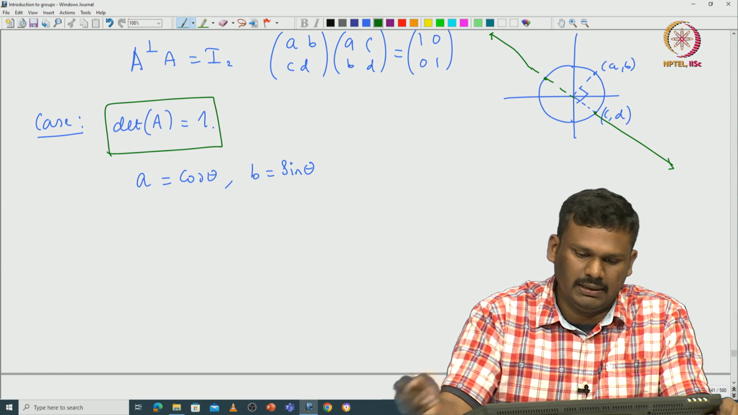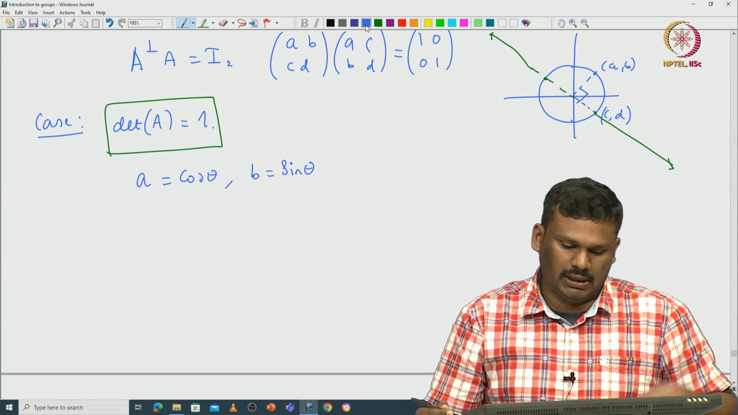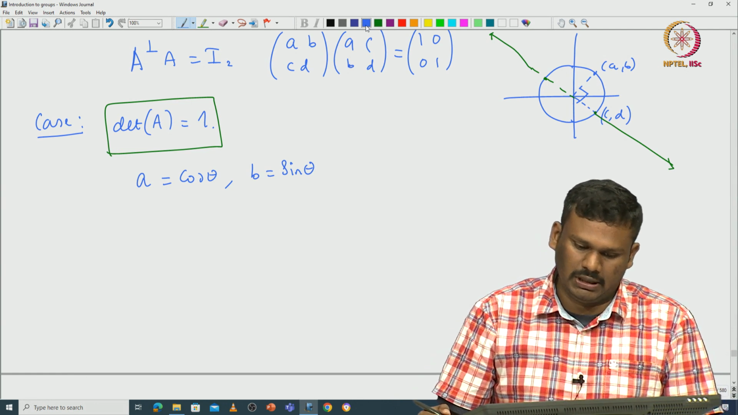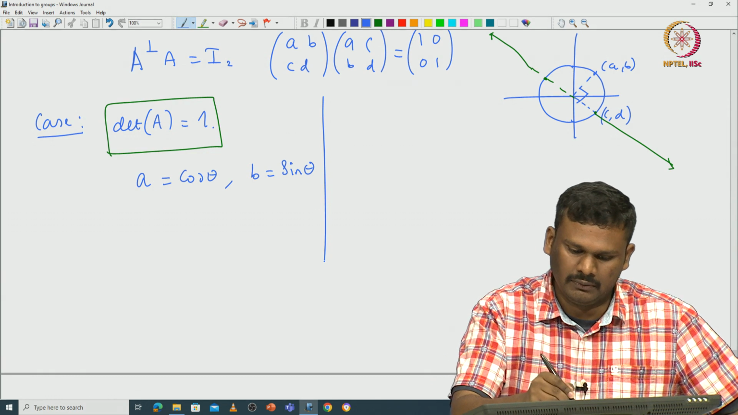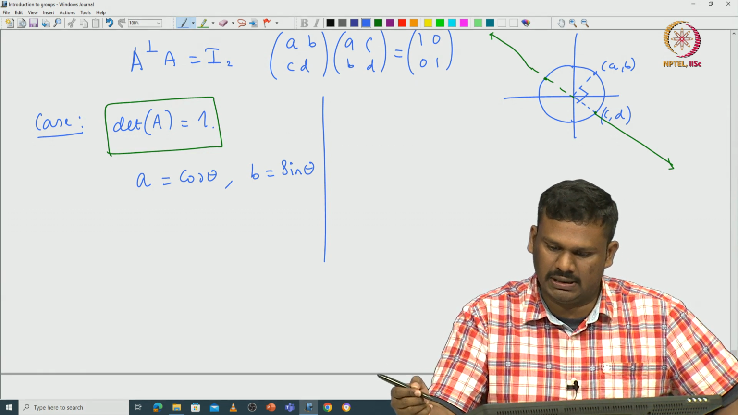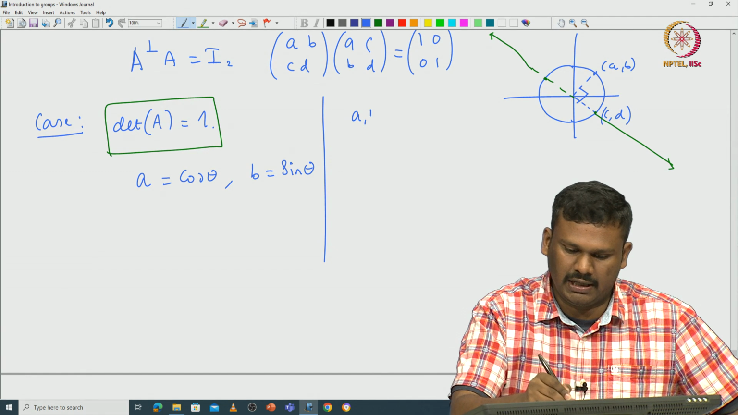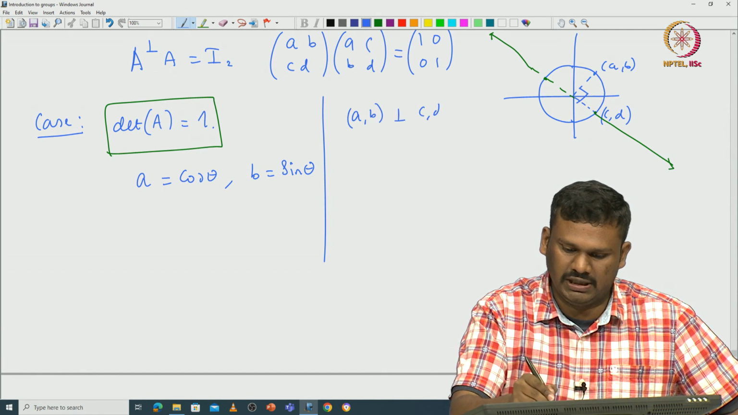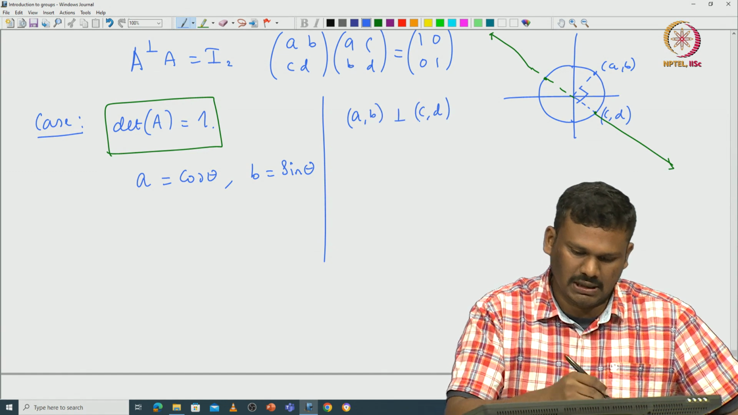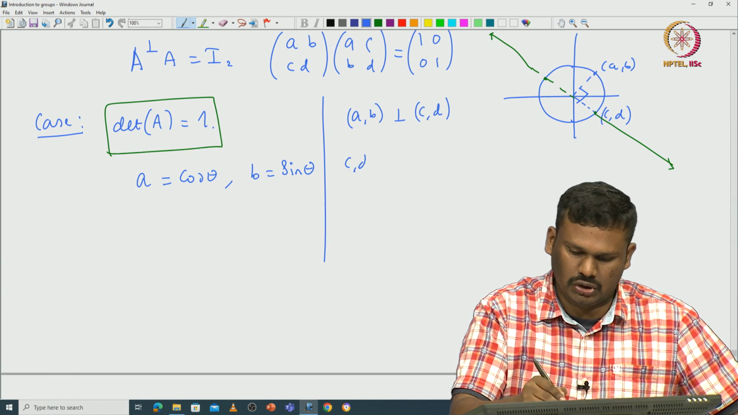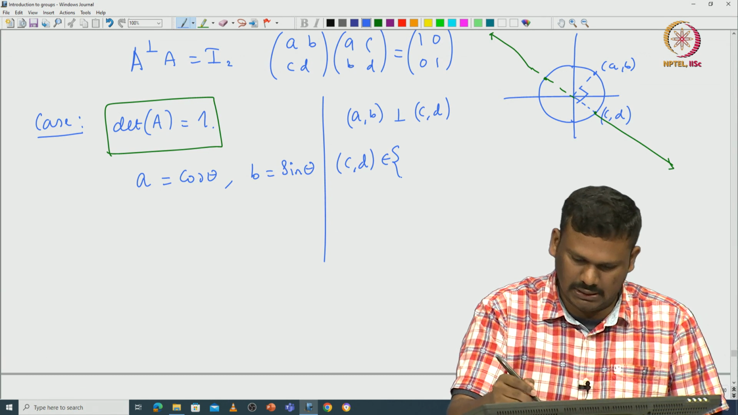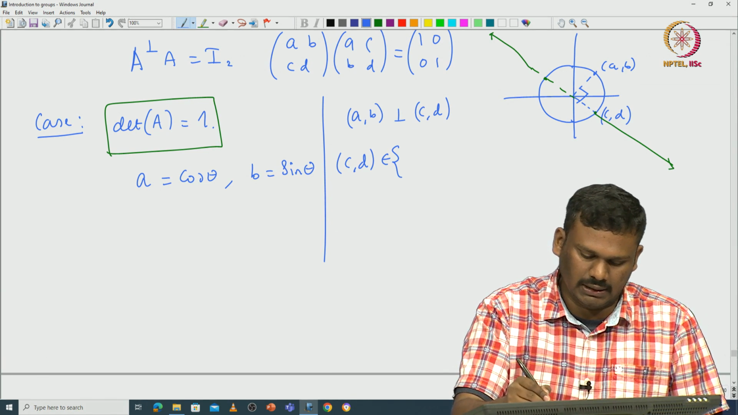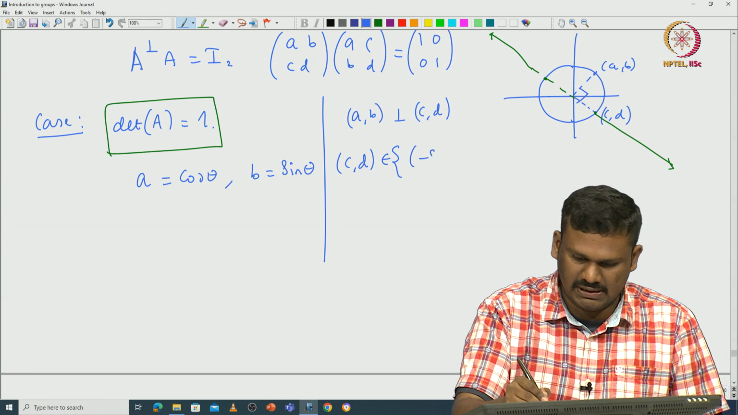A minute's thought will simply tell you. First of all, let us see what (c, d) being perpendicular tells us. This (a, b) is perpendicular to (c, d). So that means the choices for (c, d) have to be either this tuple, minus sin theta, cos theta.